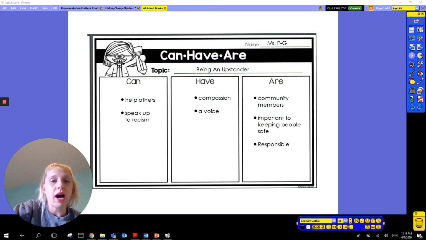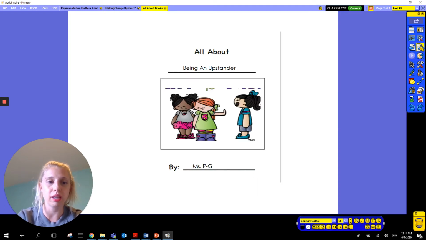So today I filled out a can, have, are chart for being an upstander. And I wrote can, help others, can, speak up to racism, have, upstanders have compassion, a voice, upstanders are community members. They are important to keeping people safe and they are responsible. So I'm going to take those words and I'm going to write an all about book. I wrote All About Being an Upstander by Miss PG.